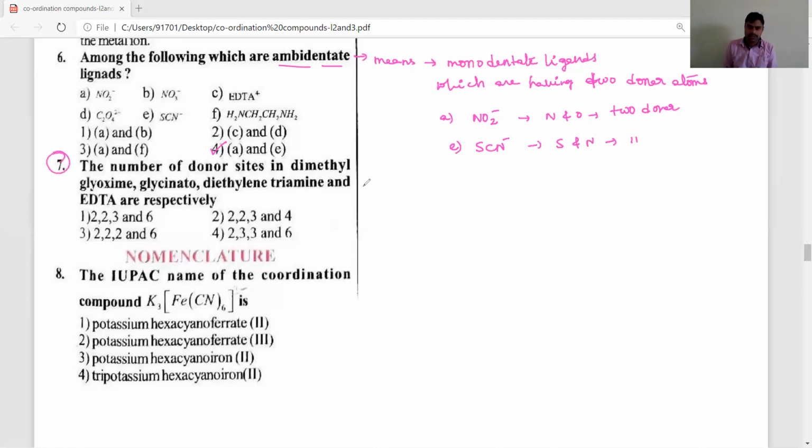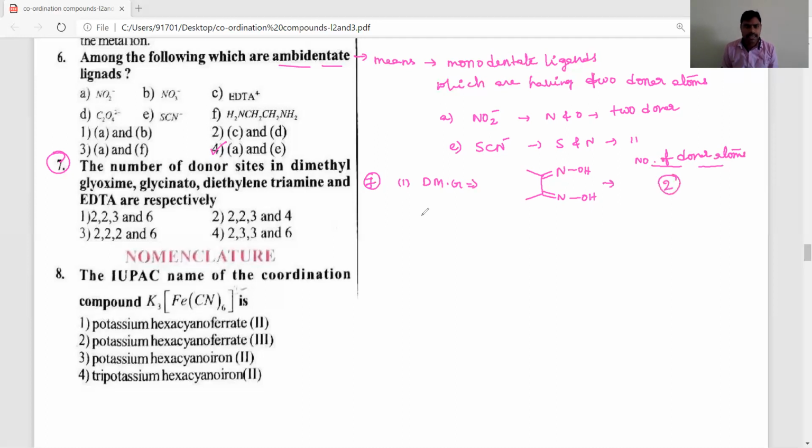Let's see the seventh question, dear students. What is the seventh question? The seventh question is: the number of donor sites or donor atoms present in DMG, dimethyl glyoxime. First one, DMG, dimethyl glyoxime. Let's see its structure. Oximes means N double bond, C double bond and OH groups are present. So two donor atoms are present. The number of donor atoms for DMG, dimethyl glyoxime, is 2.